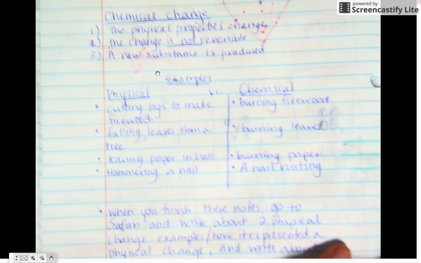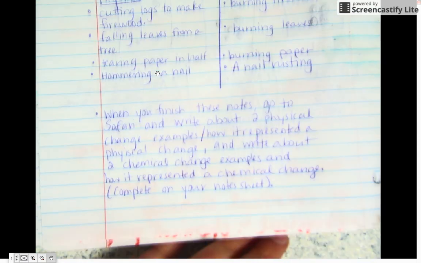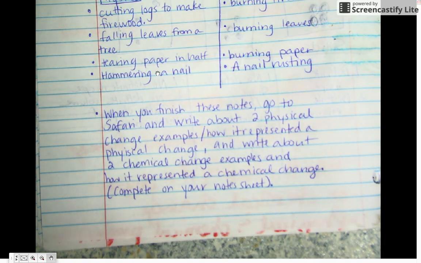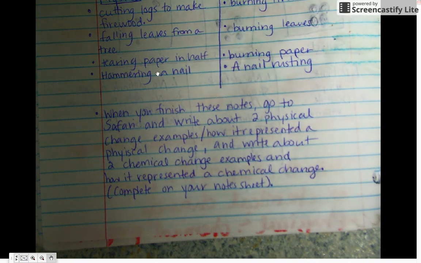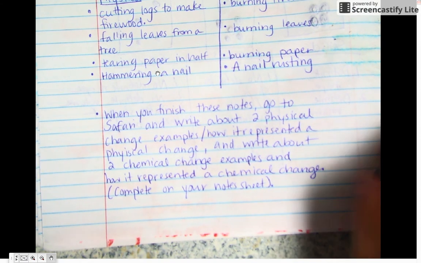So here's a few examples. Pause the video if you need to, write them down. And your job now is to go to Safari and write about 2 physical changes you find, and why they are a physical change, what makes them a physical change. Same thing for chemical. Find 2 examples of a chemical change, what makes them a chemical change, and write your answers on your worksheet, okay?